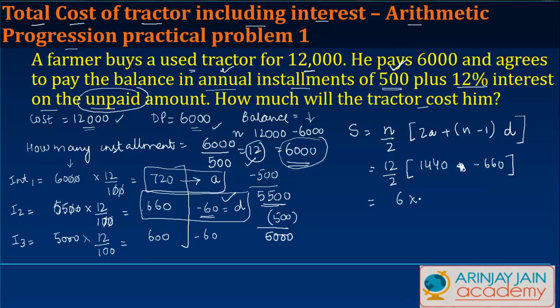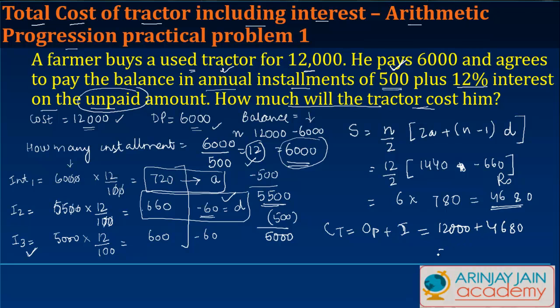Or in other words, 6 times 1440 minus 660, which is 0, 14 minus 6 is 8, 13 minus 6 is 7, rupees 4680. So this is the amount of interest that I am paying. But what do I need to find out in the question? How much will the tractor cost him? The cost of the tractor is equal to the original payment plus interest. Original payment was 12,000 plus 4680 is equal to 16,680, and this is the total cost of the tractor for him.